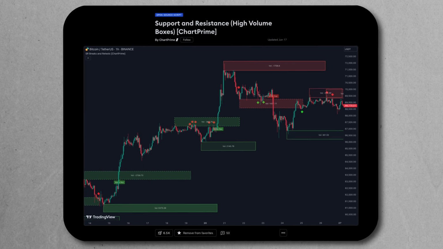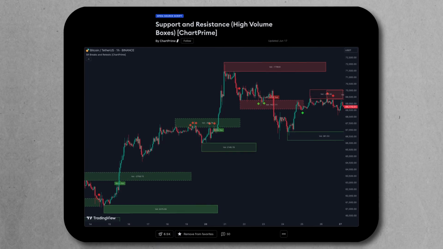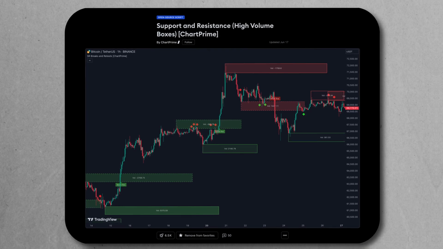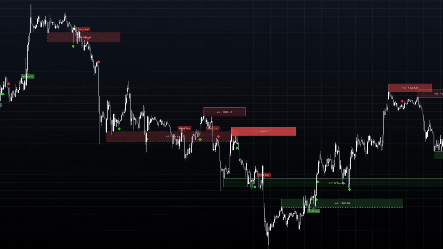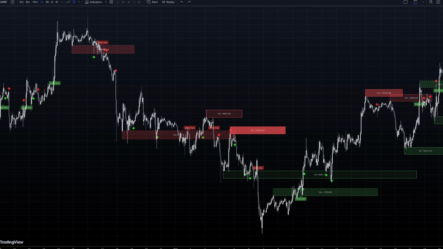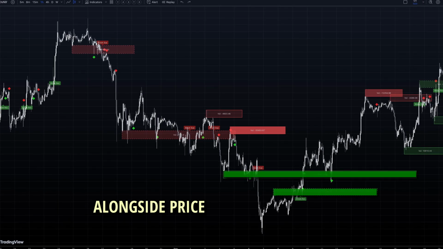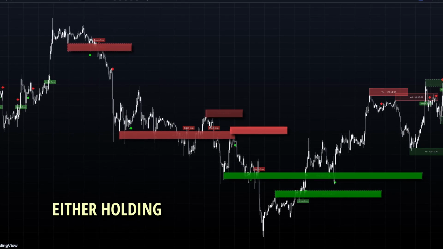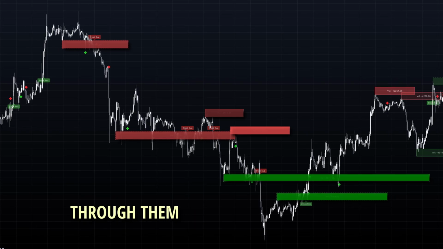The support and resistance high volume boxes indicator is a tool designed to identify key price zones where high trading volume occurs, often indicating significant support and resistance levels. By analyzing volume data alongside price pivots, the indicator highlights areas of interest where price action is likely to react, either holding these levels or breaking through them.